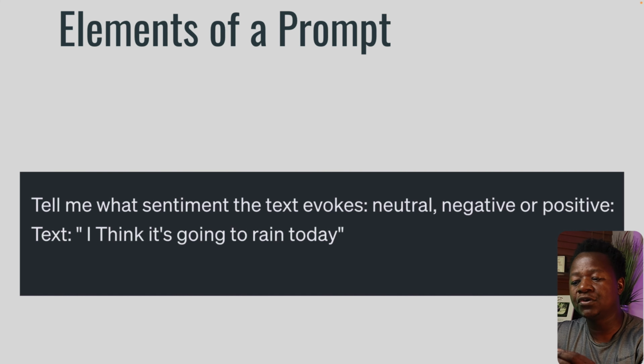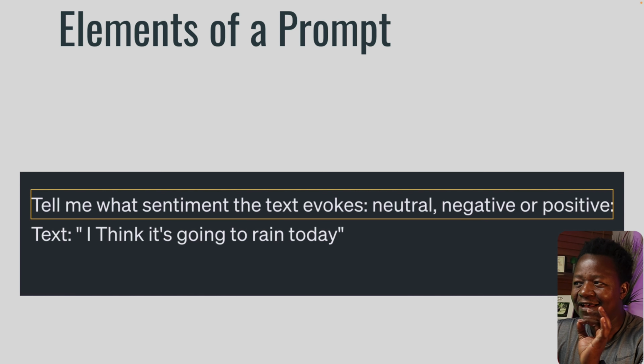So earlier what we did is we broke down what a prompt would include, okay? And now what we're going to do is I'm going to show you the elements of a well-structured prompt. So this is the prompt that we have. Tell me what sentiment the text evokes, neutral, negative, or positive. The text in this case will be, I think it's going to rain today. Let's break it down. So you can see there, the first thing we have is tell me what sentiment the text evokes, neutral, negative, or positive.